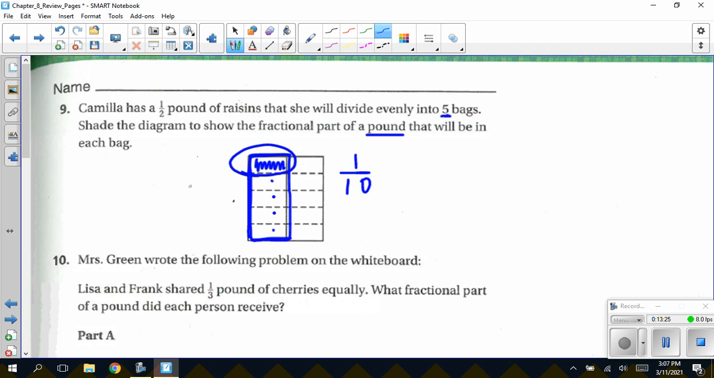Again, you didn't have to have that final answer. It just helps to make sure that you know that your answer for shading was done correctly.